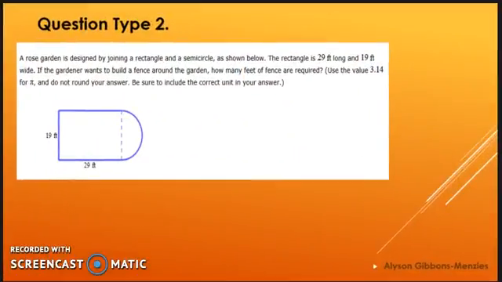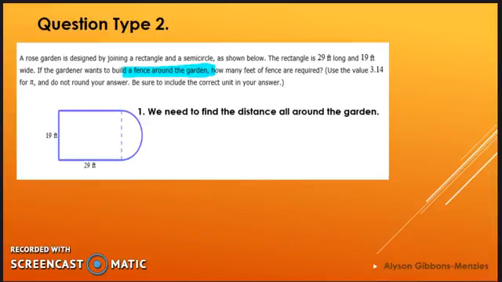Okay, second type question. In this question, we've got a rose garden and it's designed by joining a rectangle and a semicircle as shown below. The rectangle is 29 feet long and the width is 19 feet. A gardener wants to build a fence around the garden. This is the key word that tells us we have to find the perimeter. We need to know the distance all around the garden. There's another key word. So we simply add all the lengths. And don't forget, the long side of the garden is 29 feet.